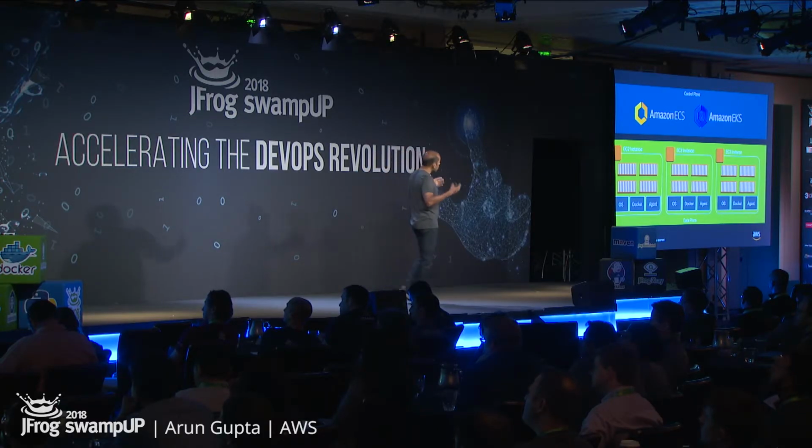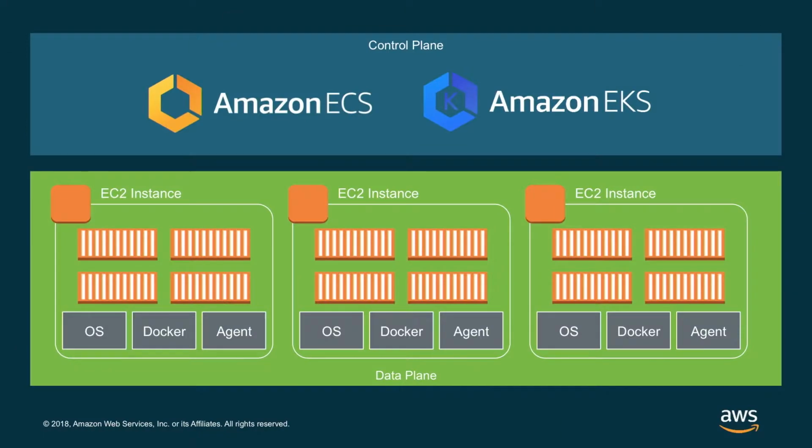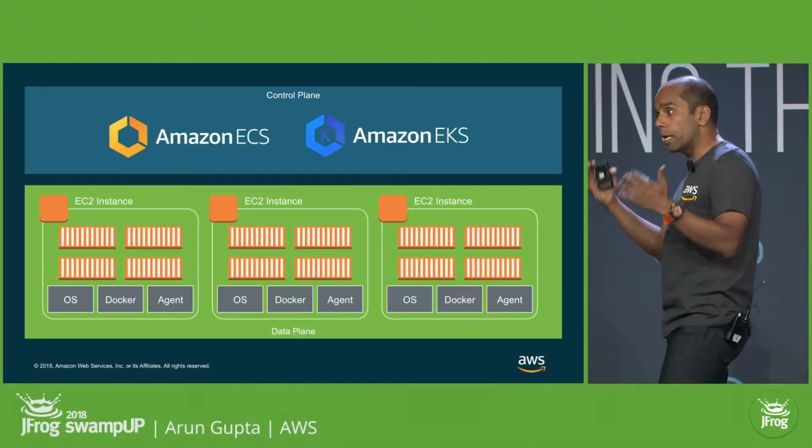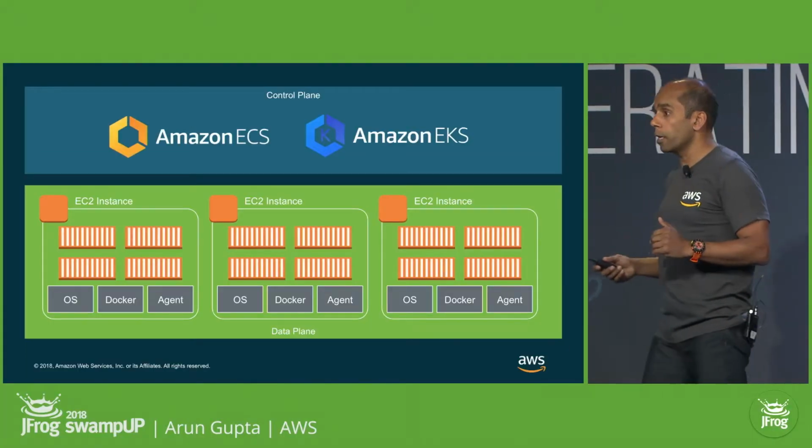If you look a little bit more into the data plane, on an EC2 instance you need to have the operating system. You need to have the Docker agent, or Docker and Kubelet, or whatever your agent is. And that's where your containers are running.